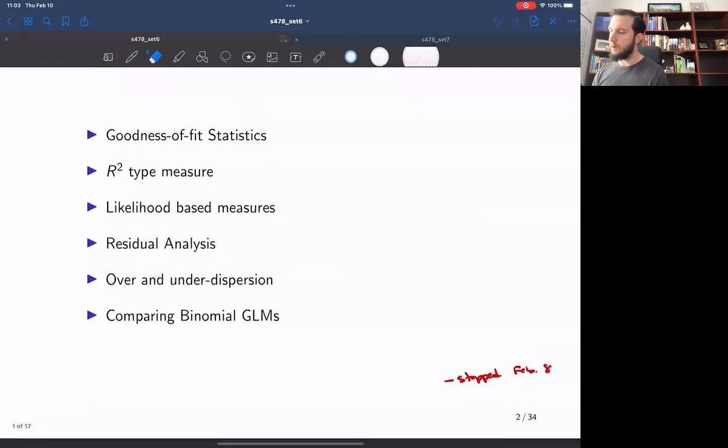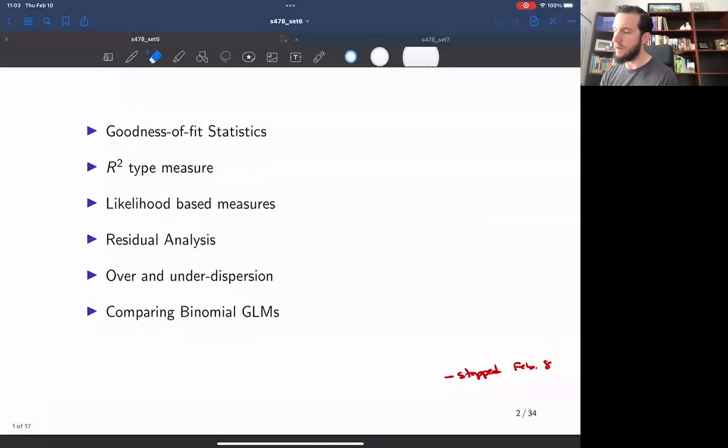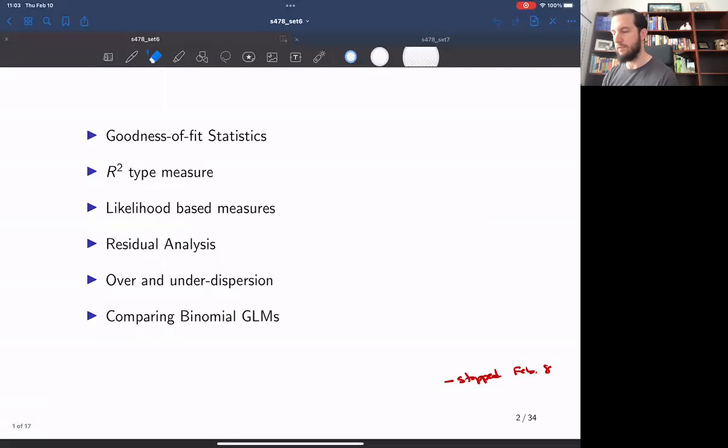All right, so we're going to talk about a number of different statistics: R-square type measures, likelihood-based measures, residual analysis. Then I'm going to come back to a point about the deviance and how the deviance can be somewhat misleading, even if it does give evidence that the fit is sufficient compared to the maximal model. And then we will take all of these measures and put them together and use them to compare the different types of binomial GLMs that are readily available to us via R.